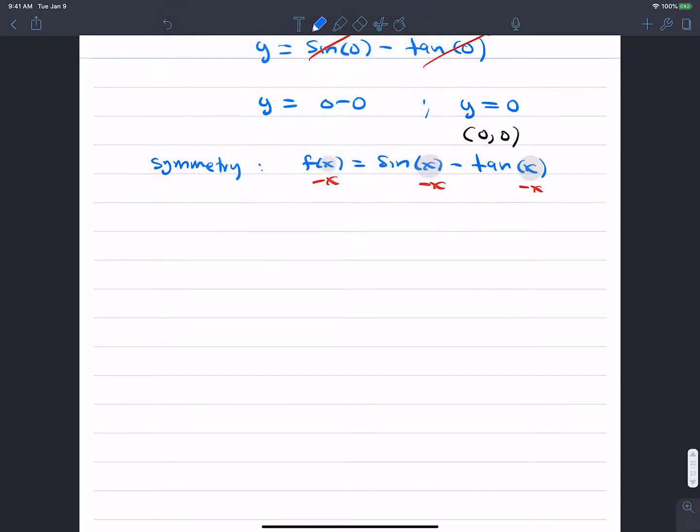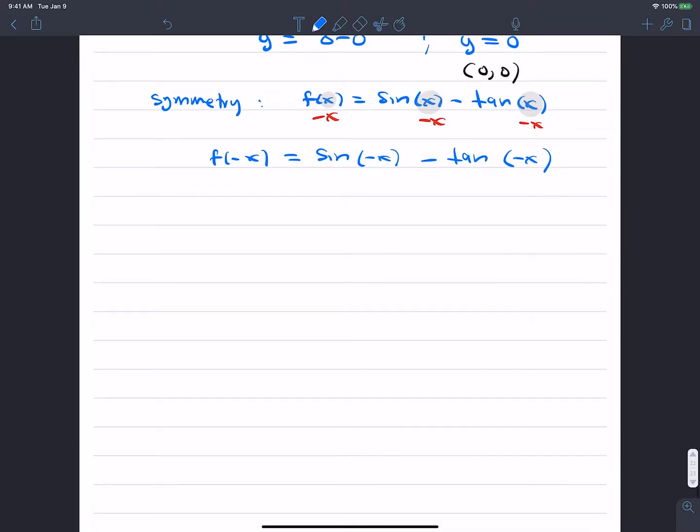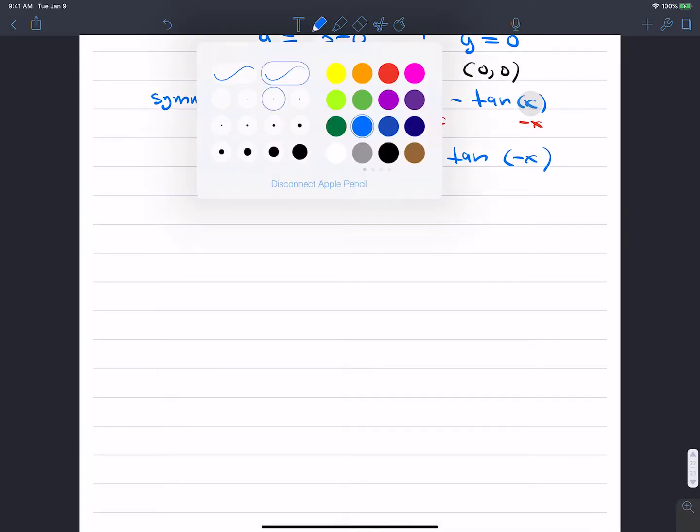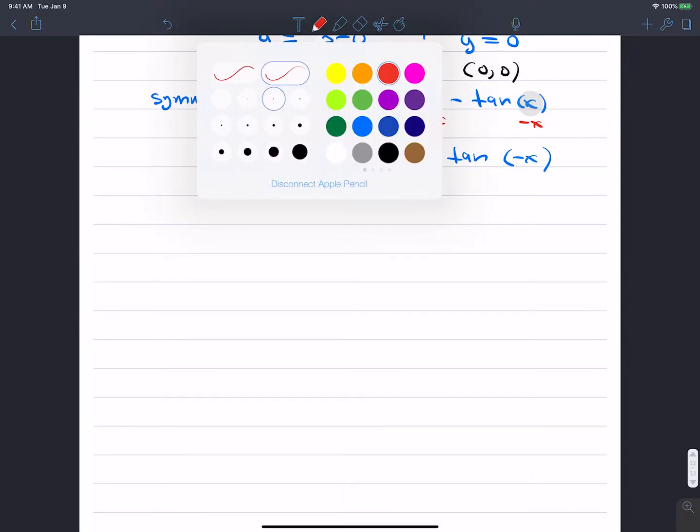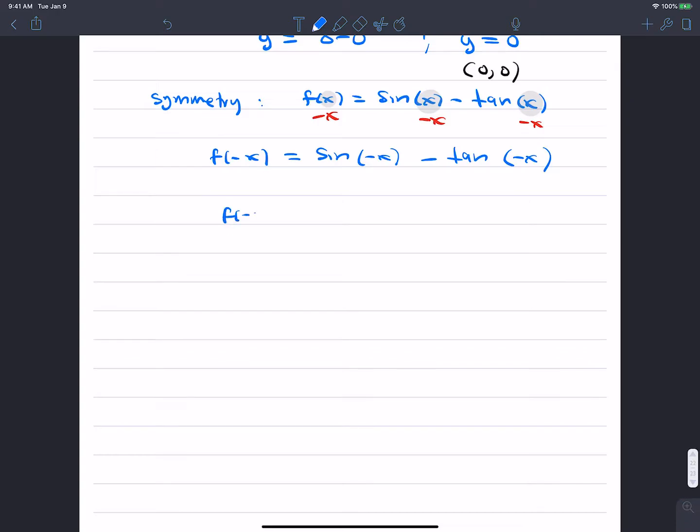So let's see what that gives us. f of negative x is sine of negative x minus tangent of negative x. So we know sine is even. Is that true? So that means, in this case, f of negative x is going to be sine of x, because my sine curve is even. Is that right?